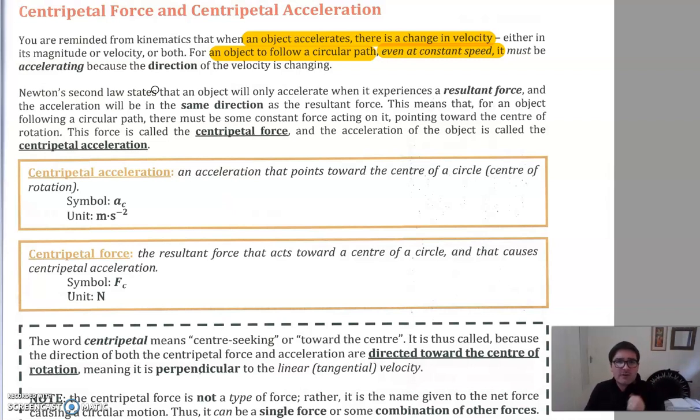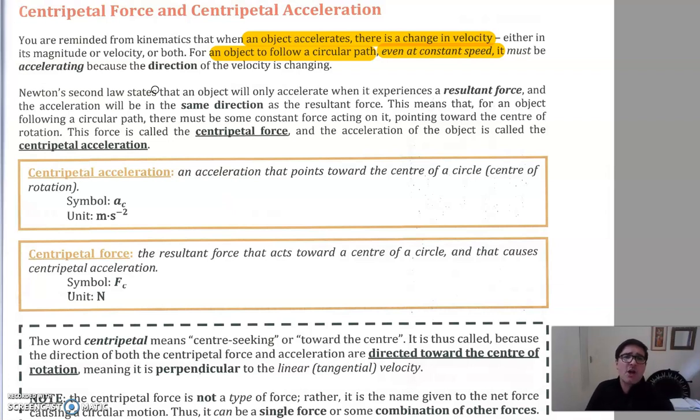So for the direction of the velocity to change, there must be a force acting upon the object, according to whose law? Newton's first law, which says that an object will continue its motion or will remain at rest unless a resultant force acts on it, a non-zero resultant force.